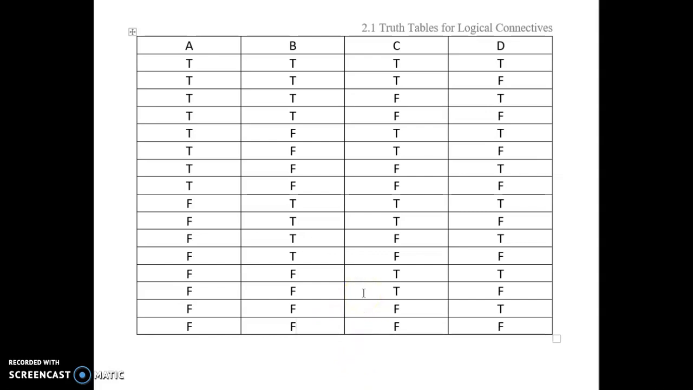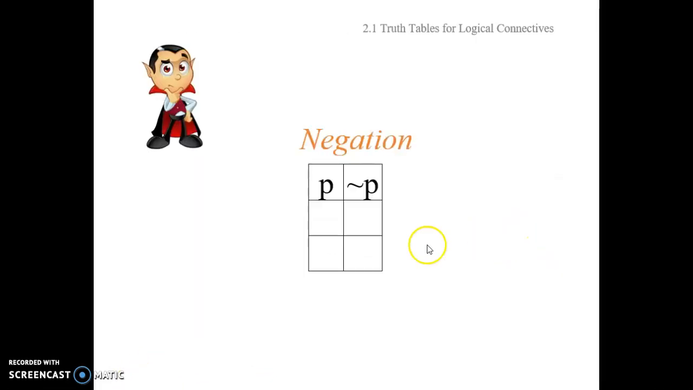Why on earth are we doing this? All right, we're building to it. Stay with me for a second here, because we're about to define negation in terms of a truth table as well as the other logical connectives. All right, now, this is what's known as the truth table for negation, okay? I haven't filled it in yet.